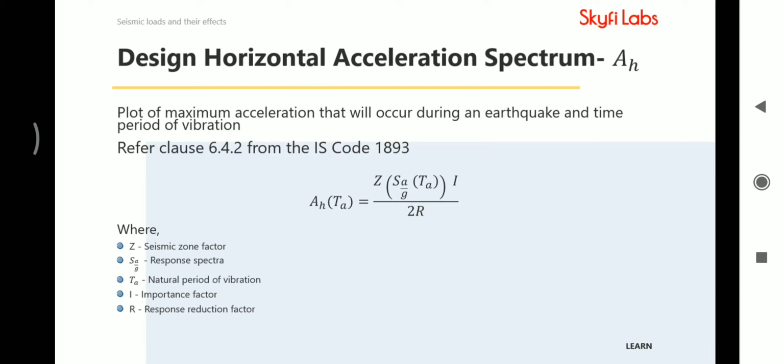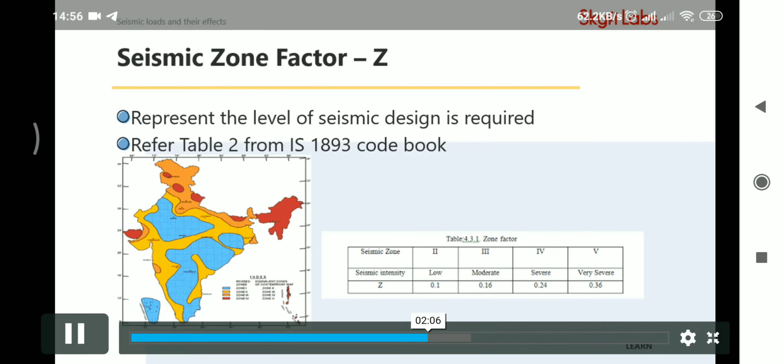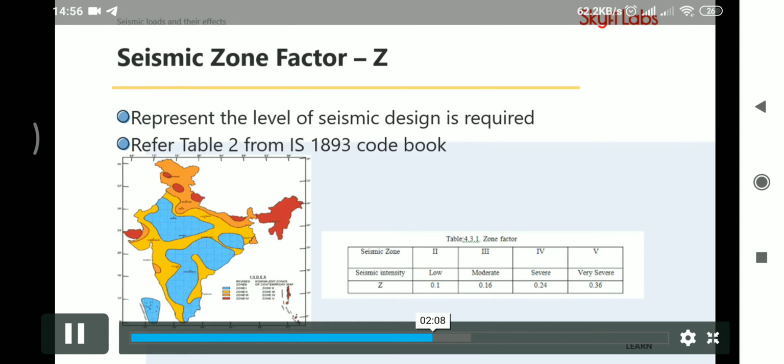Where Z is zone factor value for the maximum considered earthquake and service life of building in a zone. Refer the map showing the different seismic zones of India in page number 5 from the codebook, and find the seismic zone of your location. Refer the table number 2 in the codebook to find the zone factor value based on your seismic zone category.